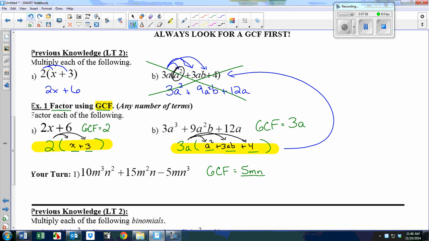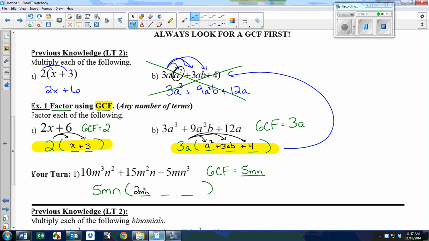If that's what they share, if that's the GCF, take it out. There will still be 3 things in here. What's in the first spot? 5 times what makes your 10? Good. 2. M times what makes your m cubed? How many more m's do you need? You need 2 more, so m squared. That's another way to think about that. And what about the n? You need 1 more n, so n.